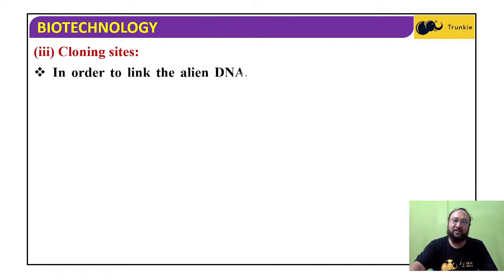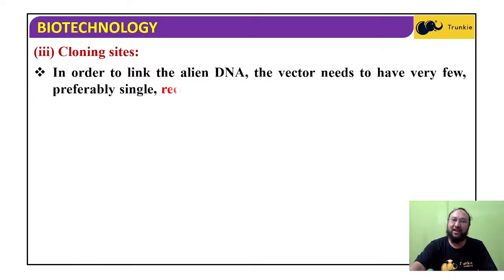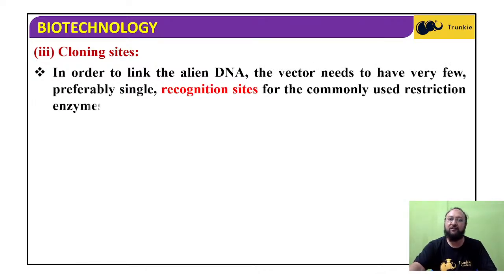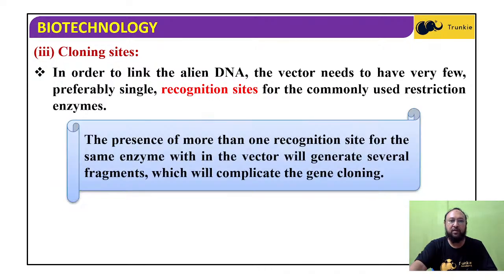Now, cloning sites. In order to link the alien DNA, the vector needs to have very few, preferably single, recognition sites for commonly used restriction enzymes. One single site should be there. The presence of more than one recognition site for the same enzyme within the vector will generate several fragments, which will complicate the gene cloning. Then it will be confusing, so we have to choose a vector with very few, preferably a single site.